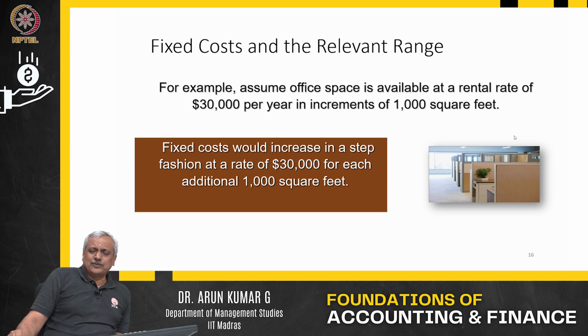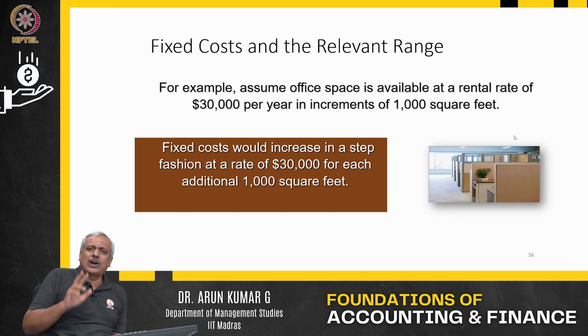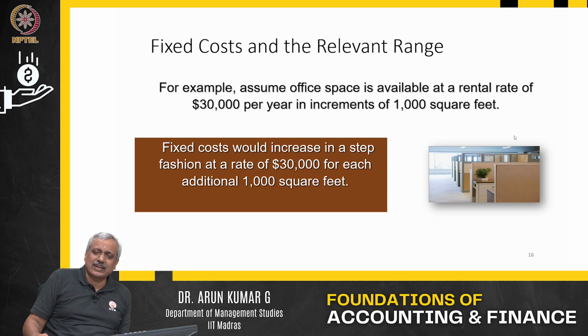I package and transport the output. 100 units I can pack in one truck and send it. If I manufacture 110 units, now for the 10 extra units I have to hire a full second truck to transport them. So what happens? My cost actually doubles. That is what we call a step-up fixed cost, and in this particular case it moves in a step fashion.